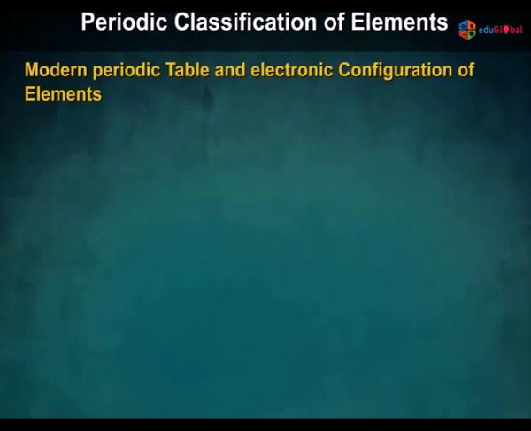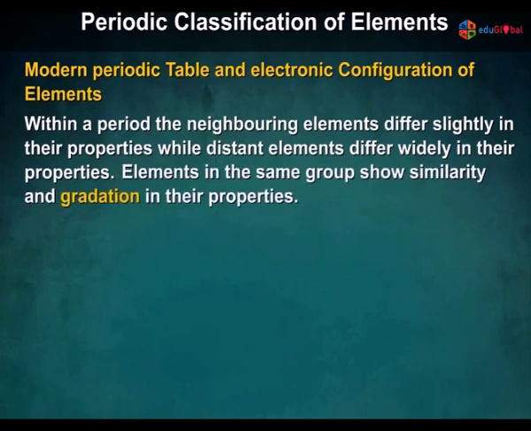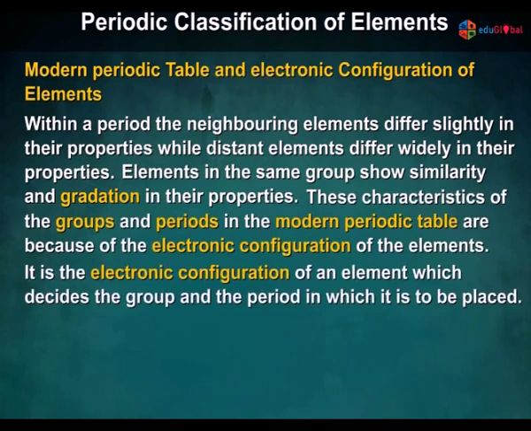Modern periodic table and electronic configuration of elements. Within a period, the neighboring elements differ slightly in their properties, while distant elements differ widely in their properties. Elements in the same group show similarity and gradation in their properties. These characteristics of groups and periods in the modern periodic table are because of the electronic configuration of the elements. It is the electronic configuration of an element which decides the group and the period in which it is to be placed.